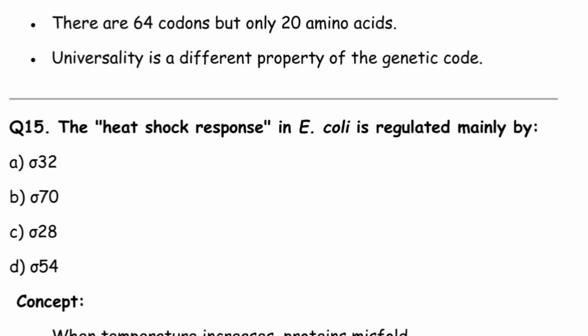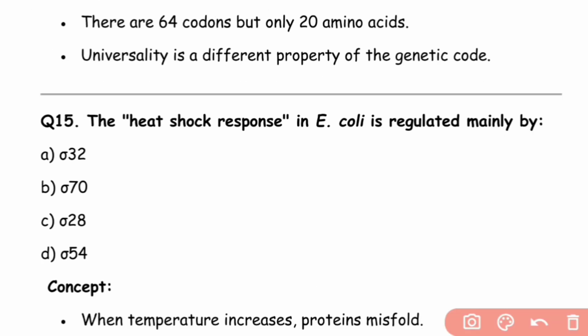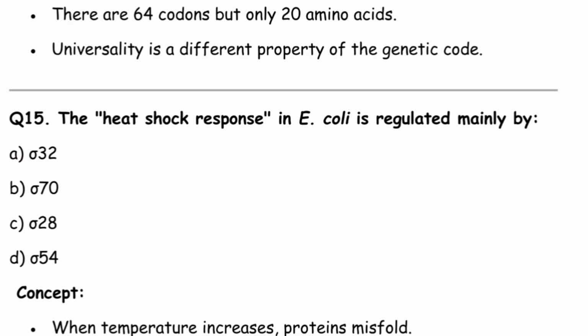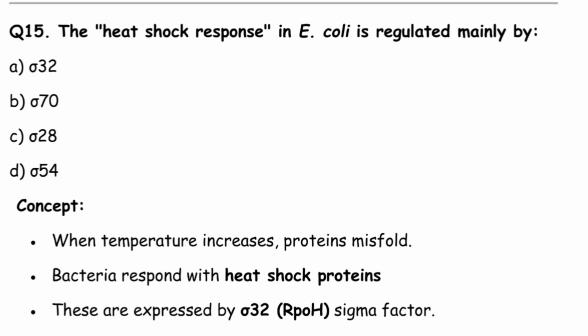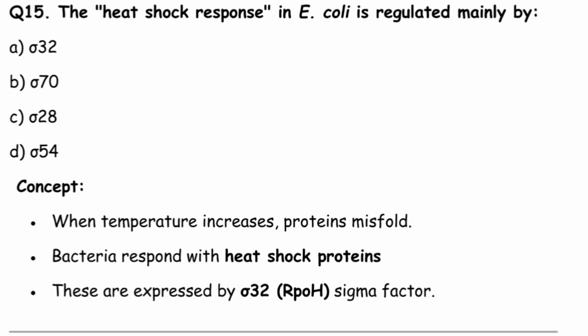Next question. The heat shock response in E. coli is regulated mainly by sigma 32, sigma 70, sigma 28, or sigma 54. The correct answer is sigma 32. Now when temperature increases, proteins misfold and bacteria respond with heat shock proteins. These heat shock proteins in bacteria are expressed by sigma 32, which is encoded by the gene rpoH.